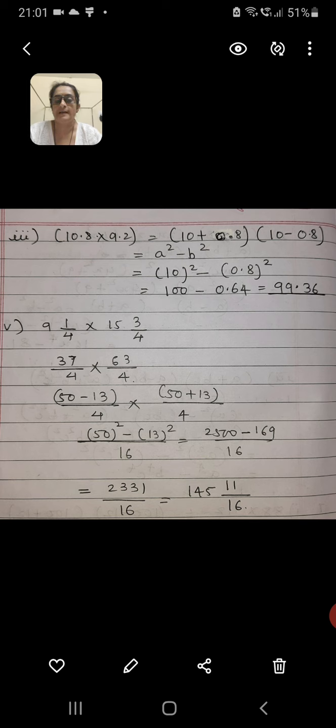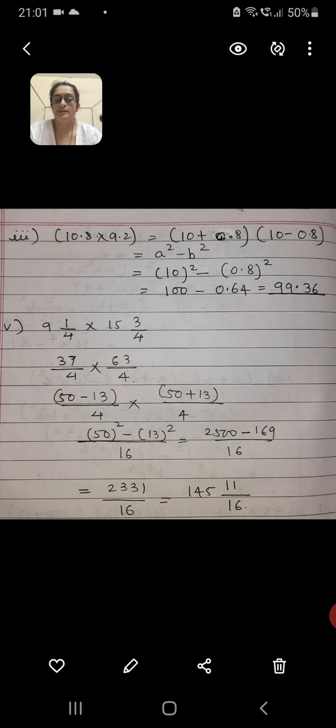So 10.8, if you split it, we'll get 10 plus 0.8, and 9.2 is 10 minus 0.8. So again, this is in the form of a plus b, a minus b. Use a square minus b square. a is 10 here, so 10 square, and 0.8 is b here. So 0.8 square is 0.64. Subtraction of 100 minus 0.64 gives us 99.36. One more number, that is 9 1 upon 4 into 15 3 upon 4.